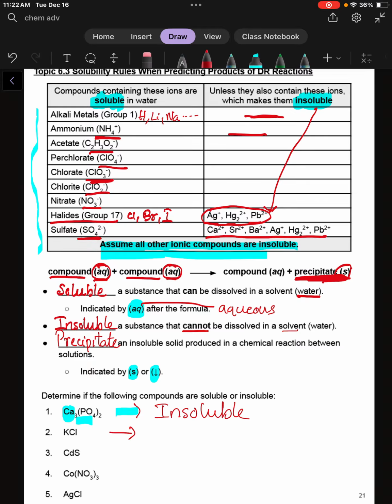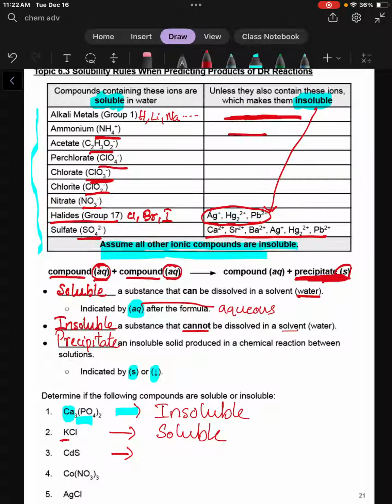Okay, let's do the next one. It says potassium chloride. Potassium is group 1. So all alkali metals, group 1s, are soluble. You don't need to check the other ones because there is no restriction for group 1. All group 1 compounds are soluble.